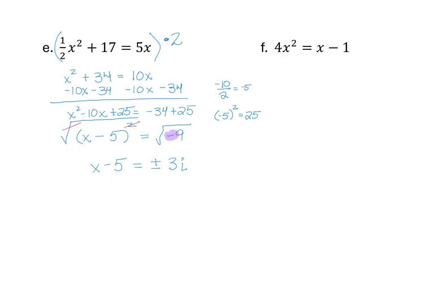All right, and then finally, to solve for x, we want to add 5 to both sides. And we get x equals 5 plus or minus 3i. And we're done.